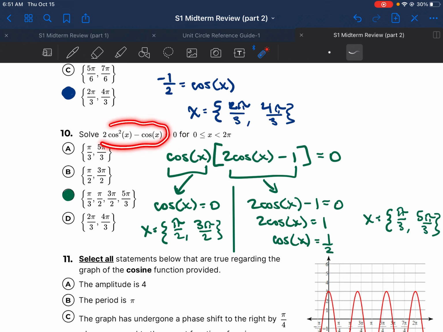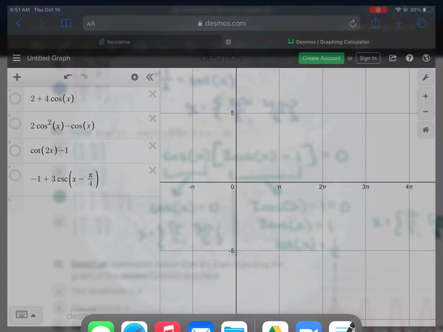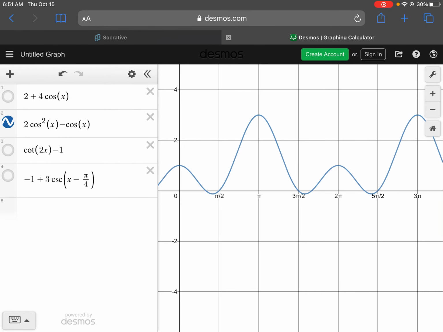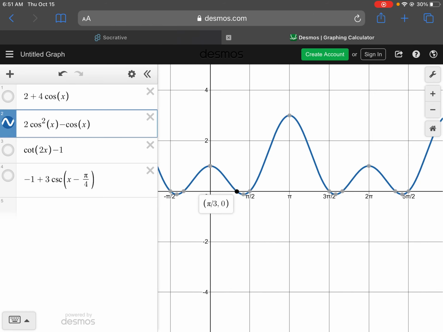So if I just take 2 cosine squared of x minus cosine of x and plug it into Desmos, we can find all the locations that the curve passes through the x-axis between 0 and 2 pi. Here's one at pi over 3, pi over 2, 3 pi over 2, and 5 pi over 3. And notice again that we're stopping at 2 pi because we're restricted in our domain here.